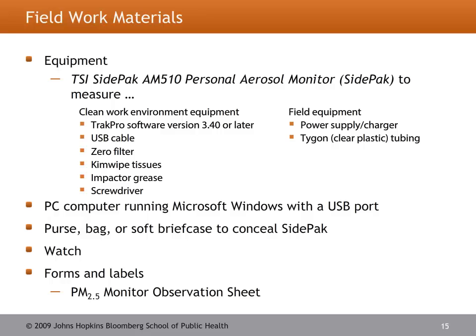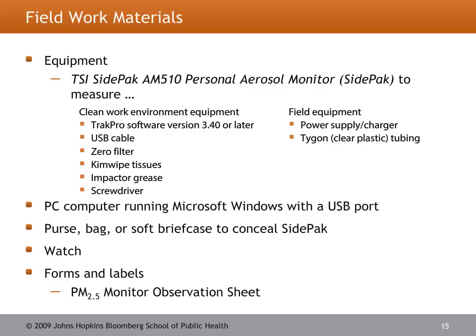So the SidePak measures particulate matter 2.5. Now there are 2 different categories of pieces of equipment that you'll need. You'll need equipment that you'll use in an office or a clean work environment, something that is not a smoky environment, of course, and not subjected to high pollution rates, that has a nice work surface where you can handle the TSI SidePak before you go out in the field.